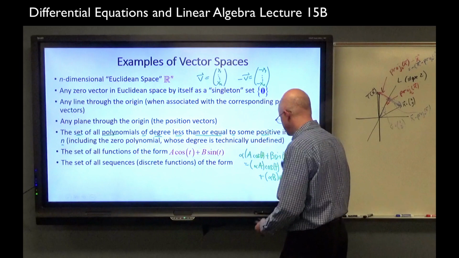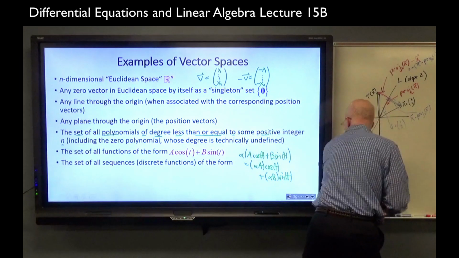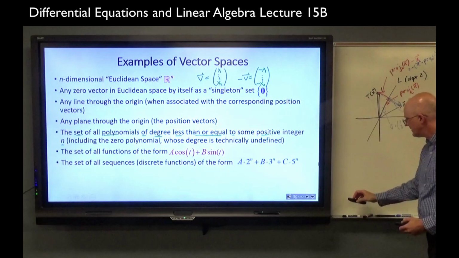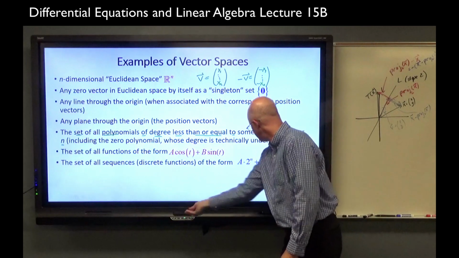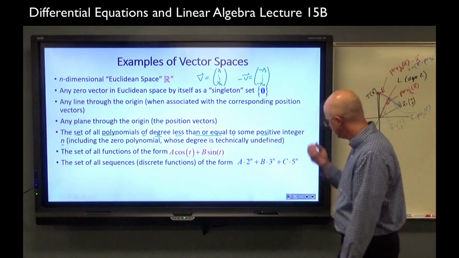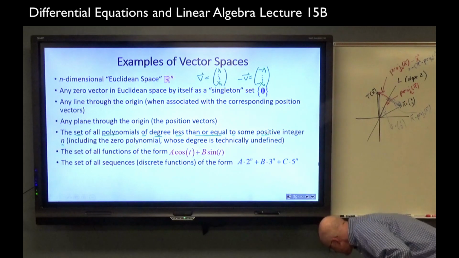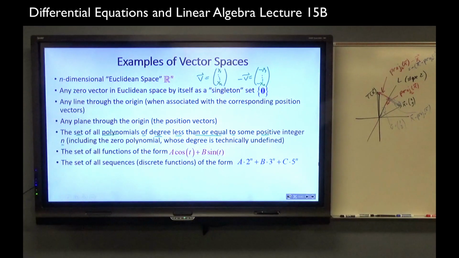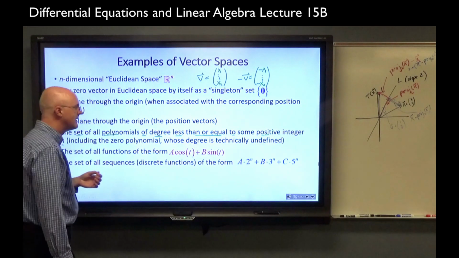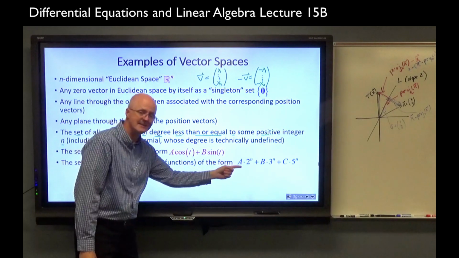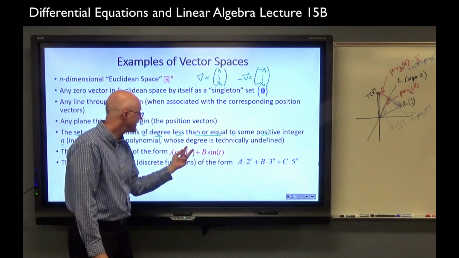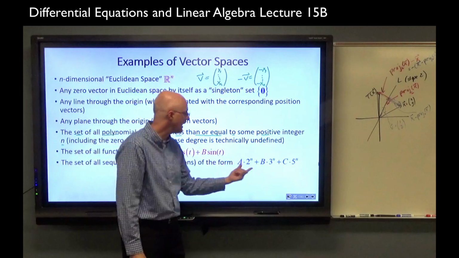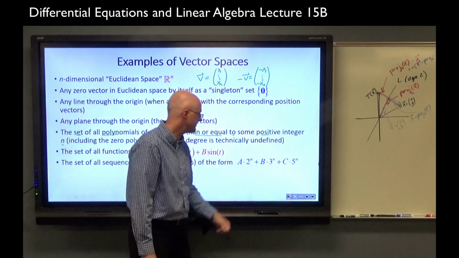The set of all sequences of a certain form, like this: A times 2 to the n plus b times 3 to the n plus c times 5 to the n, where n is a discrete quantity, an integer. These are really functions. Sequences are discrete functions. These are things that solve difference equations, just as those are things that solve differential equations. I have a linear combination of 2 functions here of a real variable t. I've got a linear combination of 3 functions here of a discrete variable n.